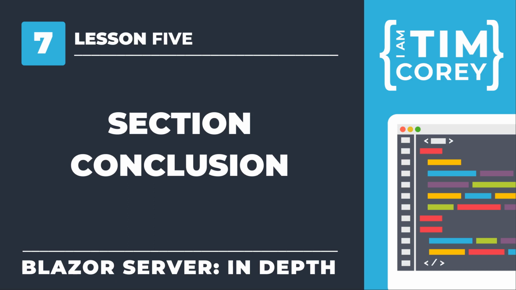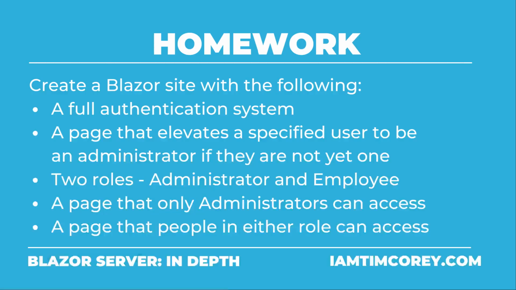So in this section conclusion, we're going to build another application that uses these systems because of our homework. And the homework is to create a Blazor site with a full authentication system that has a page that elevates a specified user to be an administrator if they're not one yet. We're going to have two roles, administrator and employee, and then a page that only administrators can access, and a page that people in either role can access. Okay, so that's our target. That's what we're going to be shooting to get done.